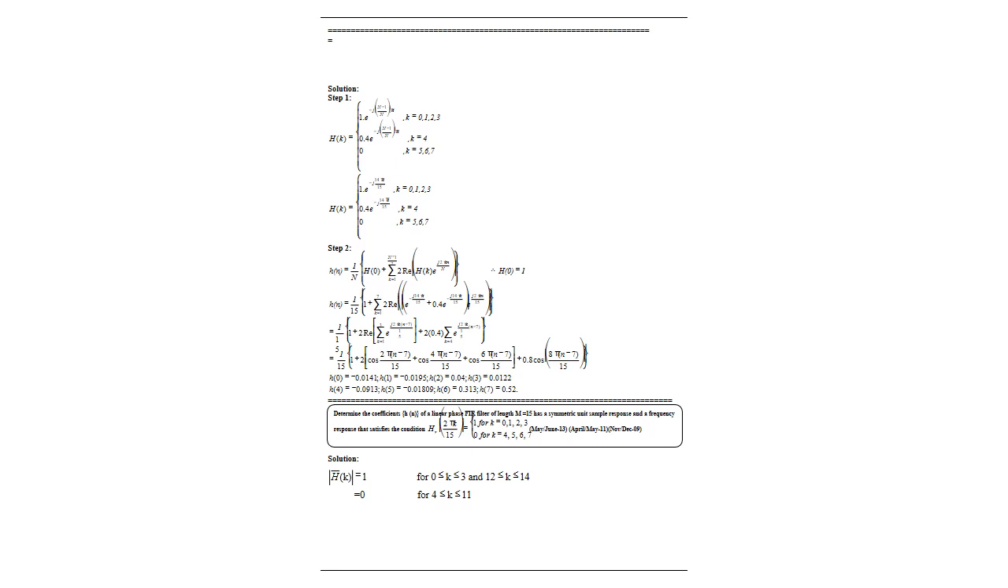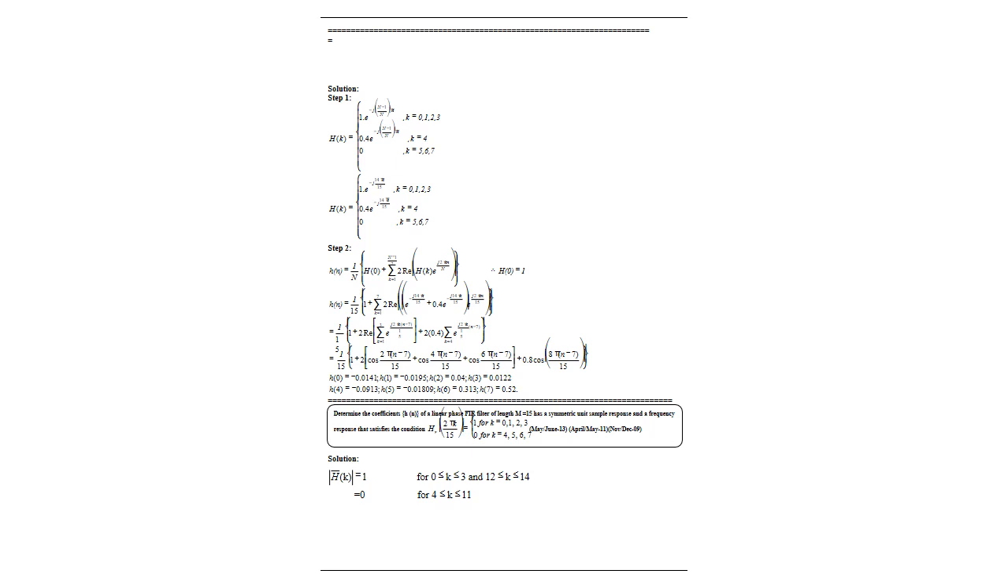Okay. So let us put the k values and the n values, multiply, and find out the h of k value. Next step 2 is we have to find out the h of n value.